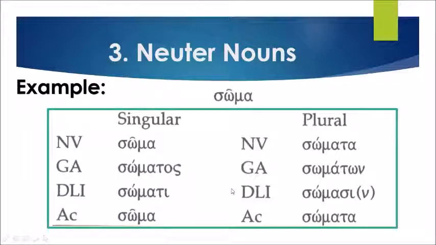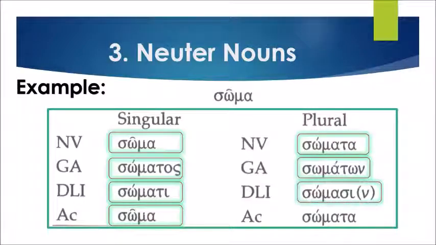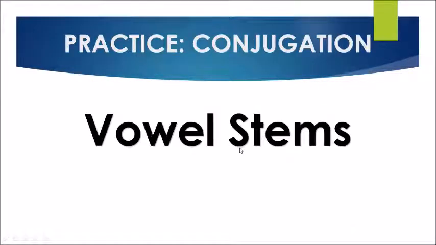Alright, so let's read the conjugation of the neuter noun soma. Altogether, begin. Soma, somatos, somati, soma, somata, somaton, somasi, and somata. Very good. So that is the example for soma. Words ending with alpha tau. Right, let's practice and take a look at these examples.